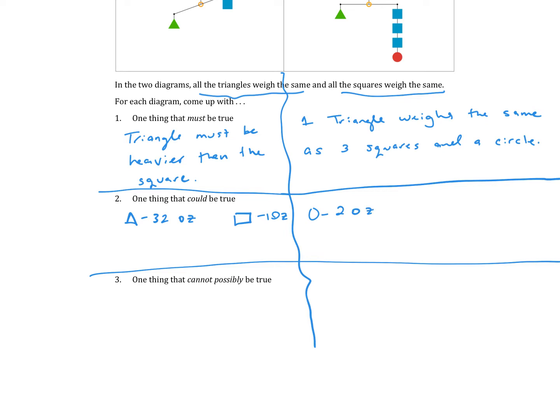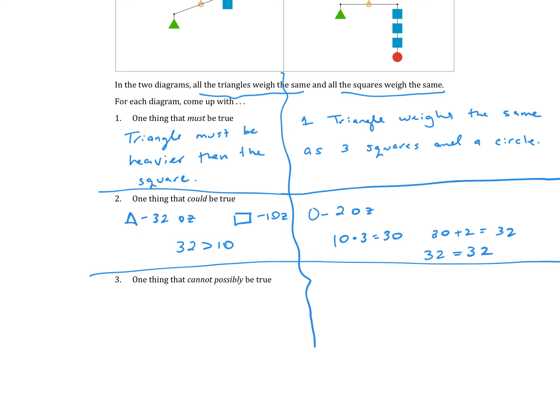Now, I know this works out because remember in the first diagram, we want the triangle to be bigger than the square, so 32 is greater than 10. But in the second diagram, we need 3 squares and a circle to add up to the triangle. So if we have 3 squares, 10 times 3 is 30. And if we add the circle, 30 plus 2 is 32. We can now see if the triangle is 32, then the other side is 32 as well.